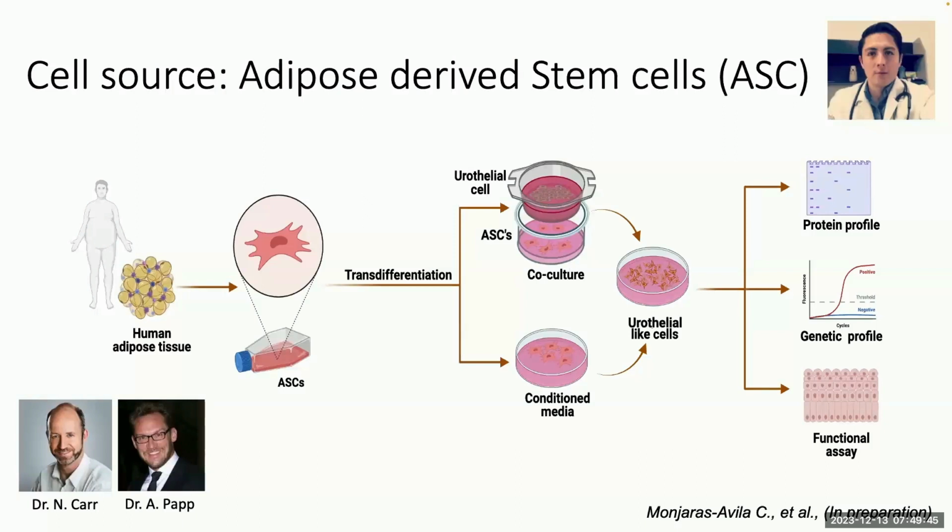And so I know Dr. Carr and Dr. Papp pretty well, and I said, can you give us fat tissue from the clinic, and we can start isolating these adipose-derived stem cells. And obviously there's a human ethics protocol in place, it was not done under the water. With that, we started isolating these cells and then looking at their protein profile, genetic profile, and functional assay. That's eventually where we're going to get into.